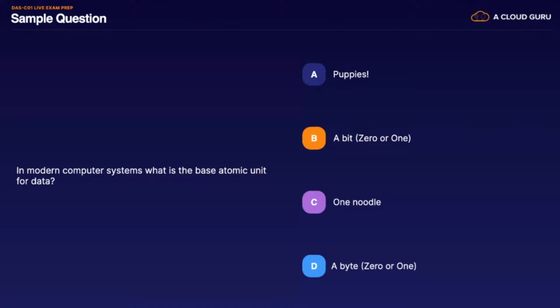So this might be an easy question for some of you, and for others maybe not, but we want to get your answers in the chat. Personally, I was distracted by option A. I couldn't get past it. The puppy's so cute.